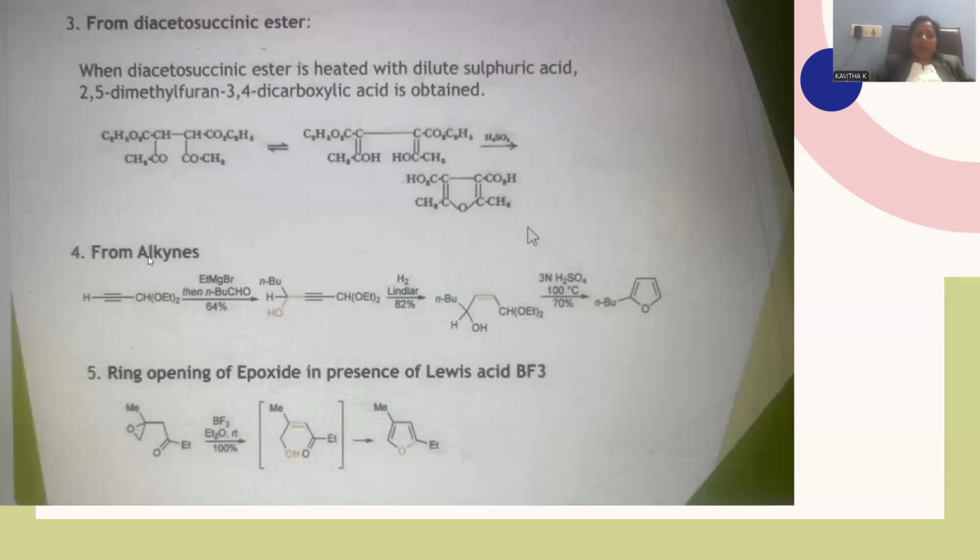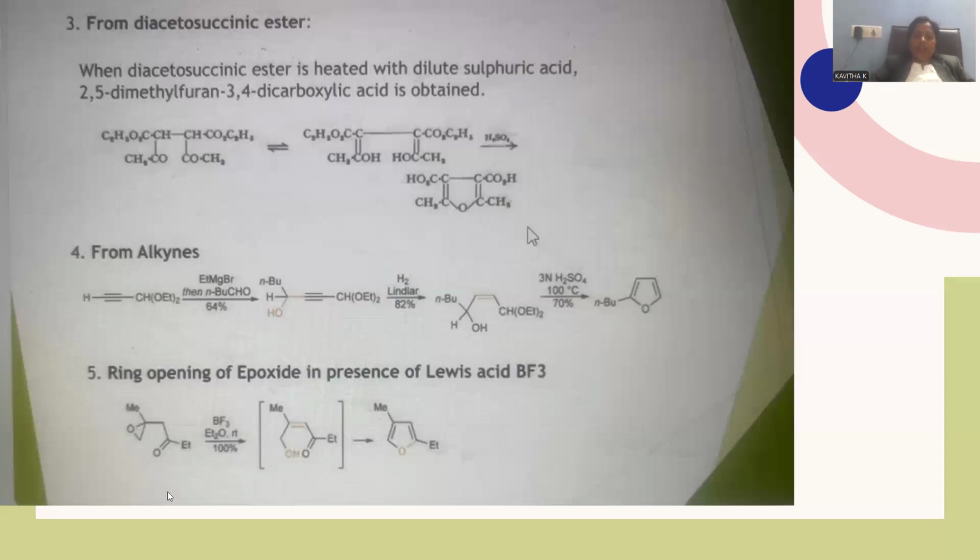This is the way alkynes will be transformed into furan derivatives by treating with a number of reagents. Initially, Grignard reagent and subsequent aldehyde. Later on, Lindlar's catalyst is applied and sulfuric acid is applied on the olefin, giving rise to substituted furan.